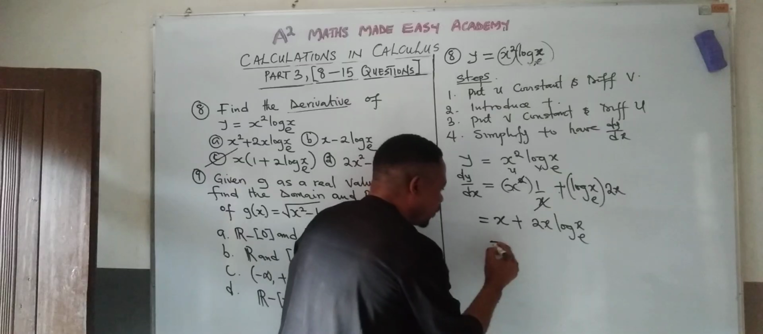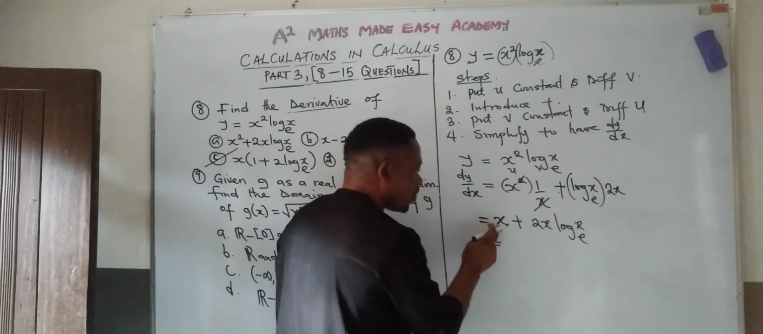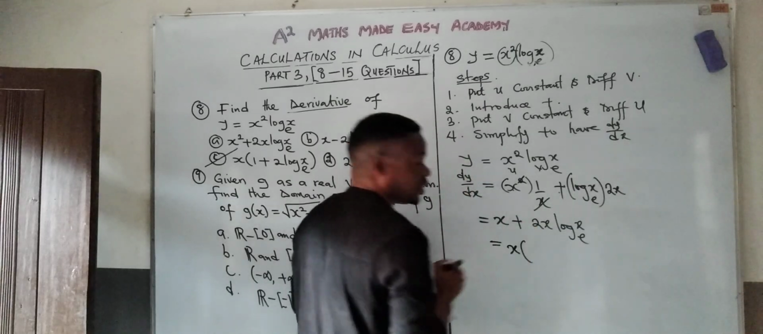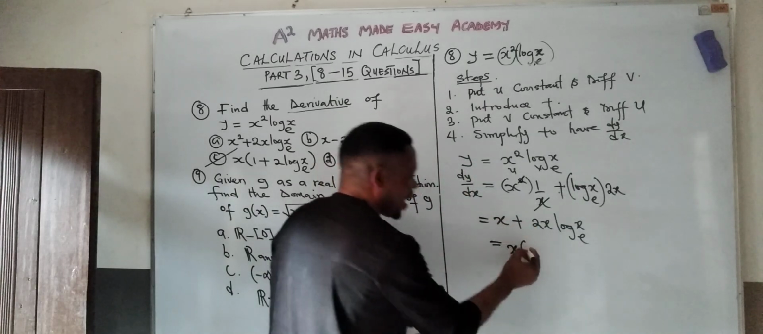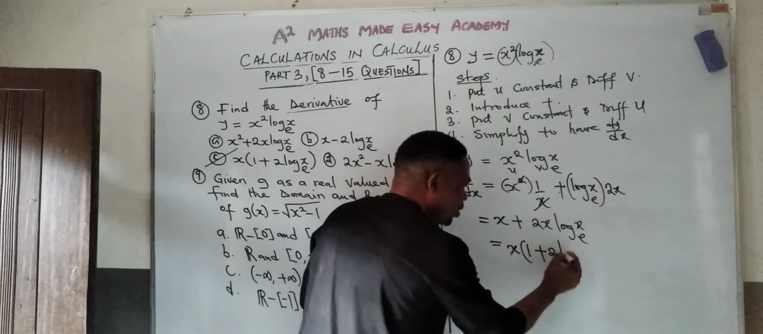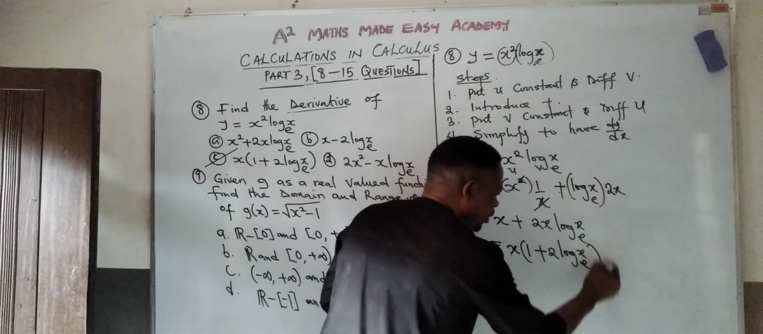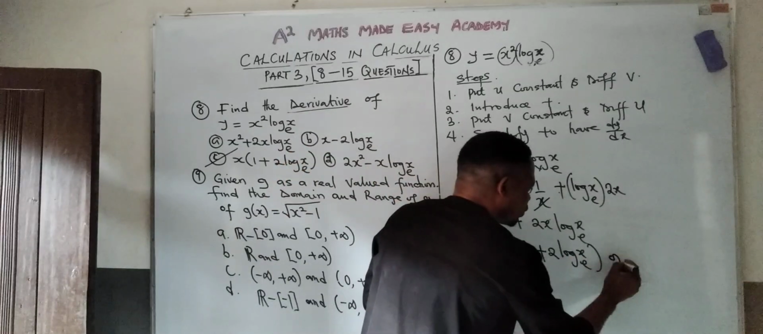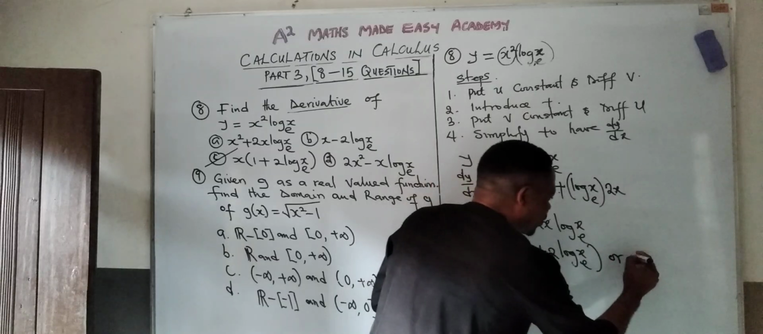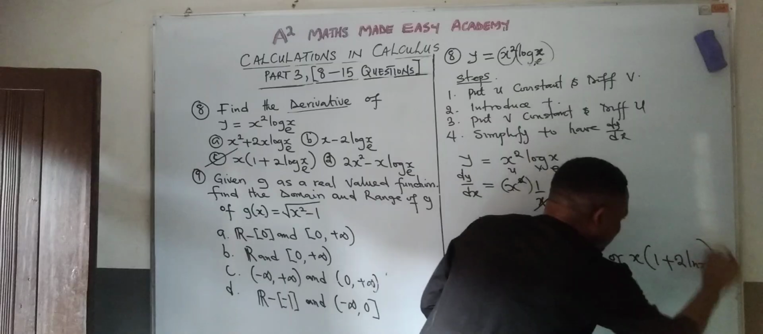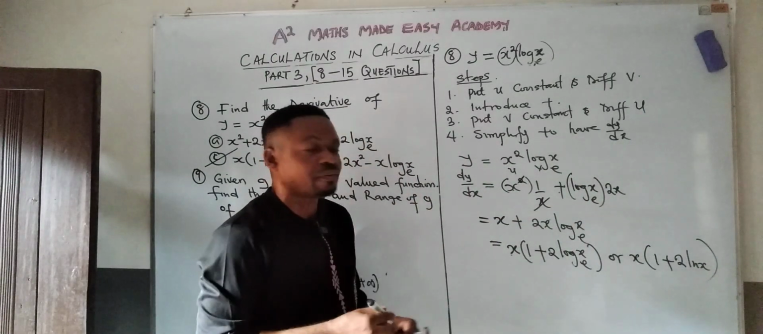So what do you think that we do? We factorize. What is common here? x. What is common here? x. I will factor x and open the bracket. As x divided by x gives you 1, plus 2x divided by x remains 2, then log x exponential. And that is the final answer. If you cannot see it like this, I can call it x bracket 1 plus 2 ln x. It is still the same thing. Have I made myself clear?